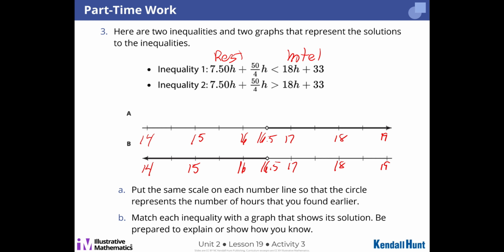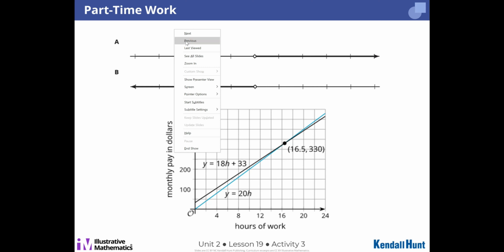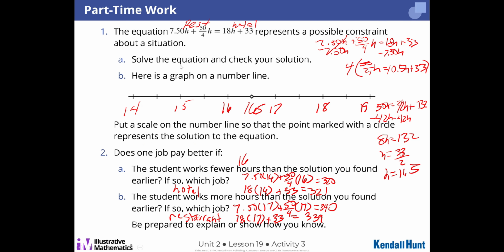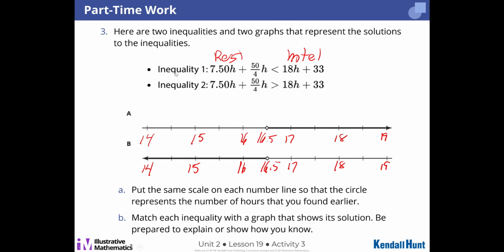So inequality 1 was when the hotel was better. So remember from the previous section, the hotel was better when we had 17 hours. Or sorry, 16 hours. So that would be B.